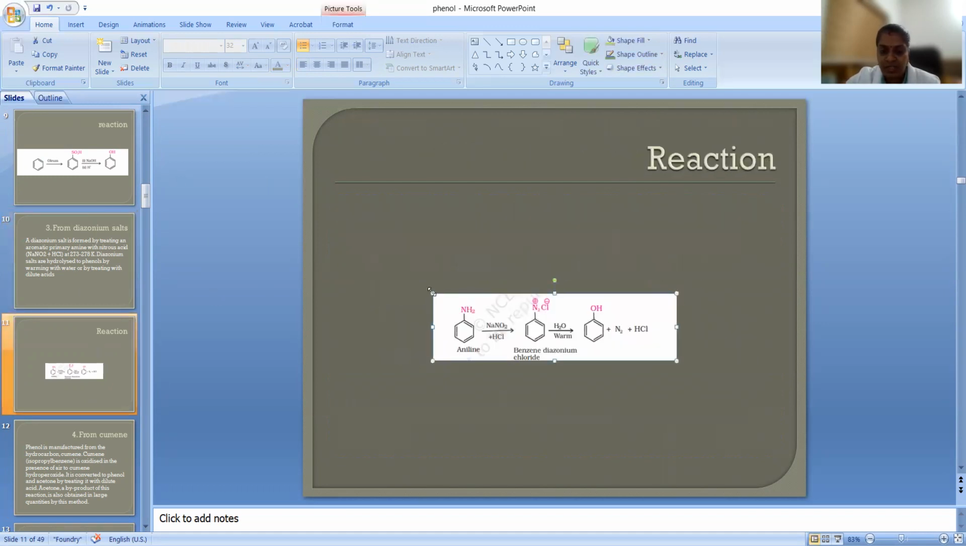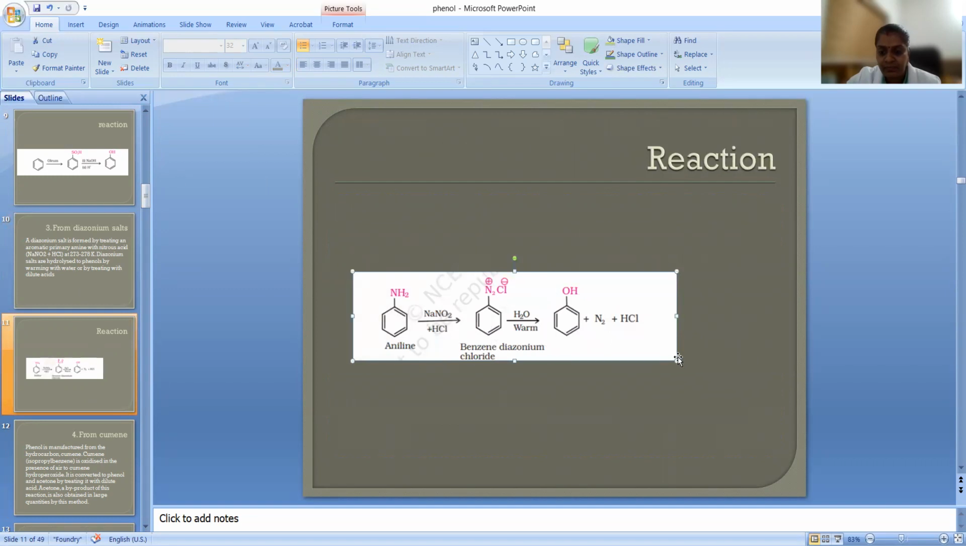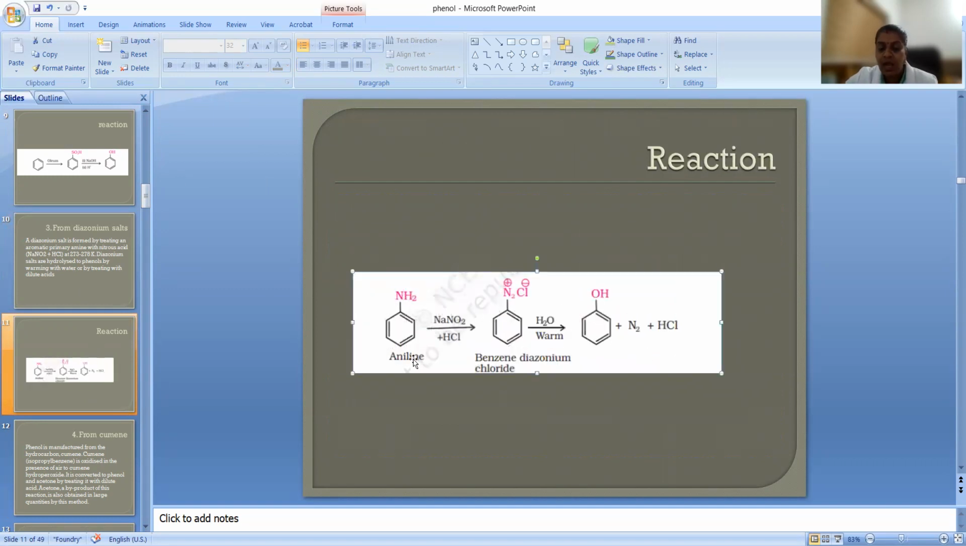If you look at this reaction, this is aniline. When it is treated with sodium nitrite and HCl at 0 degrees Celsius, 273 Kelvin, it will convert into benzene diazonium, because N2 is present. That is why it is called benzene diazonium chloride. When it is treated with warm water, it will convert into phenol, nitrogen, and HCl. That's all for today.